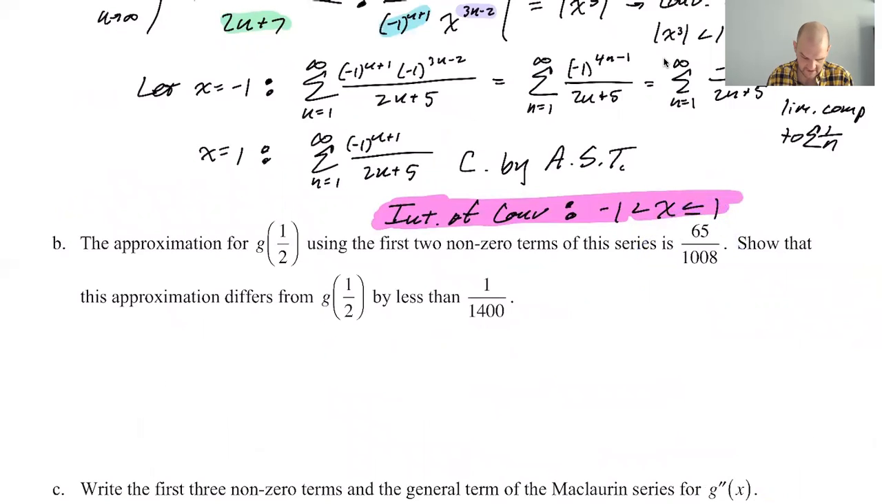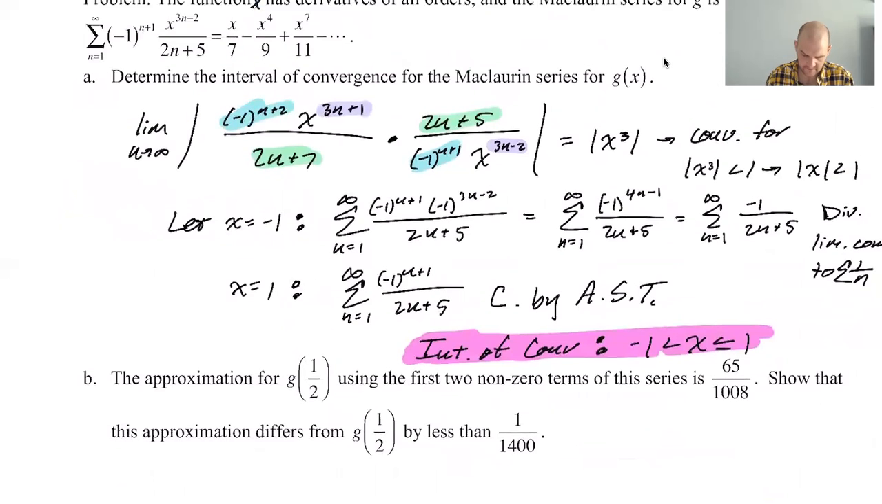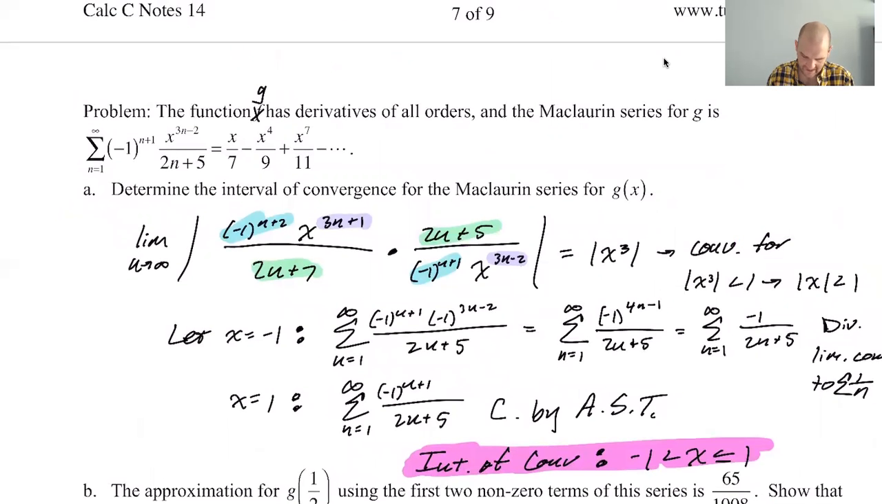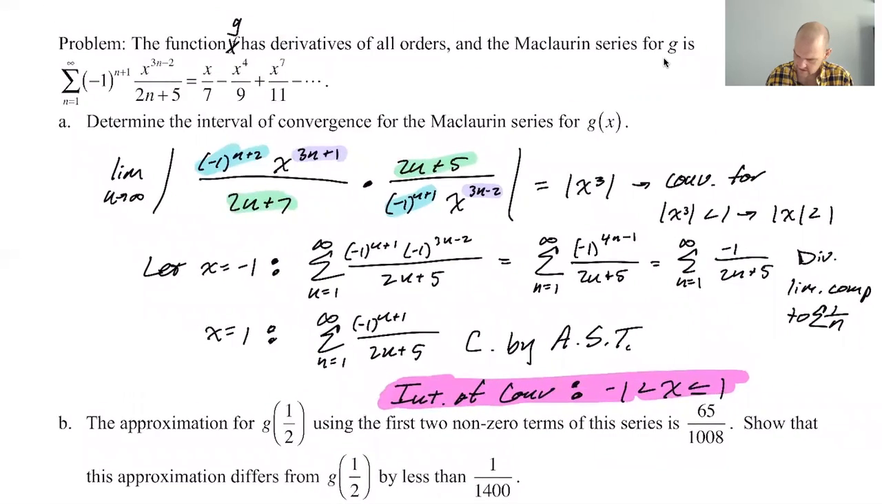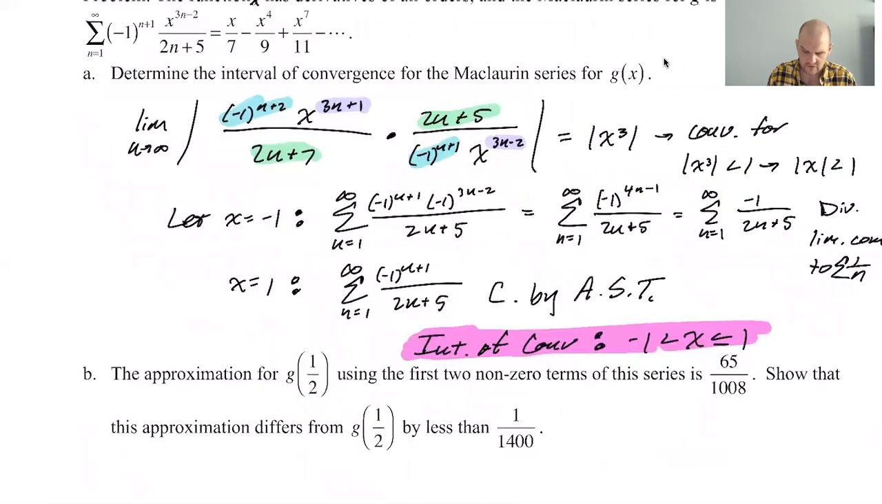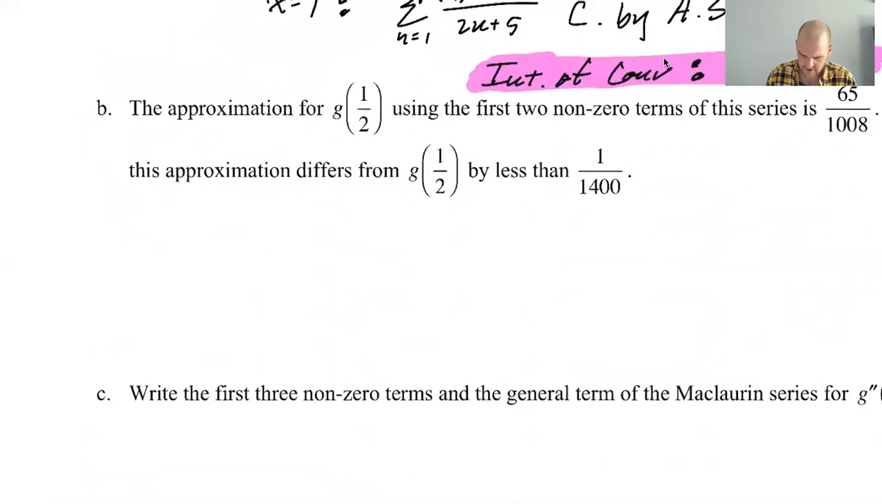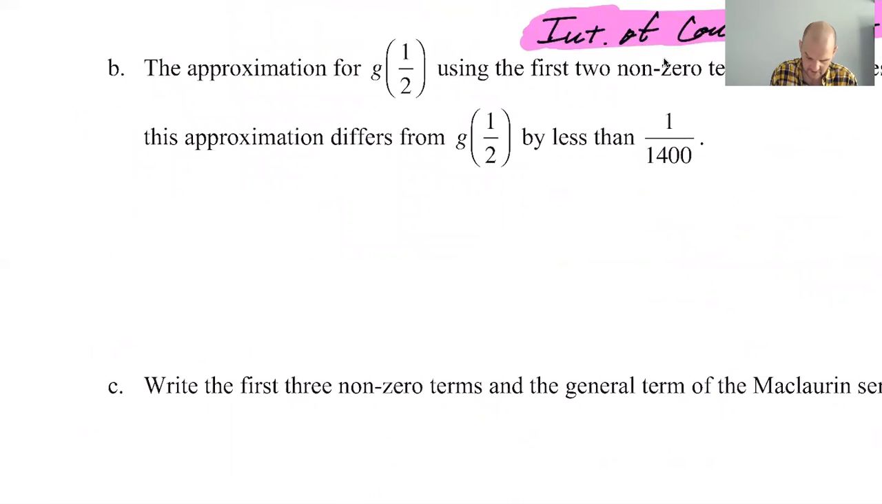What we want to do is show that this approximation differs by less than 1 over 1400. Okay, I have a thought. My thought is, if x is equal to 1/2, then you get a convergent series. So x equals 1/2 is in the interval of convergence, which means that at x equals 1/2, it's actually an absolutely convergent series. So it definitely is a convergent alternating series. So here we go. I'm going to start writing this and see how it goes.